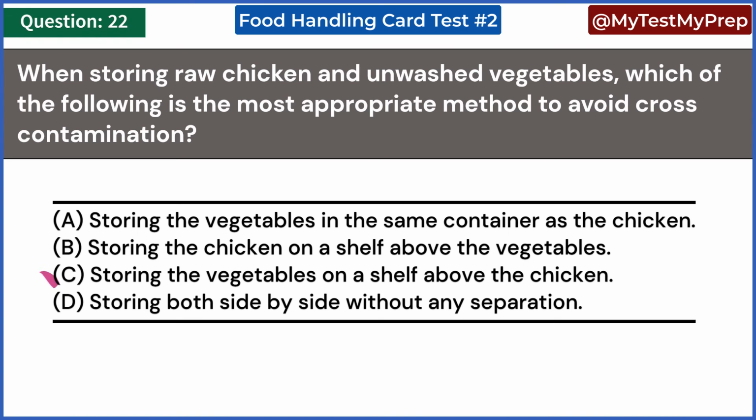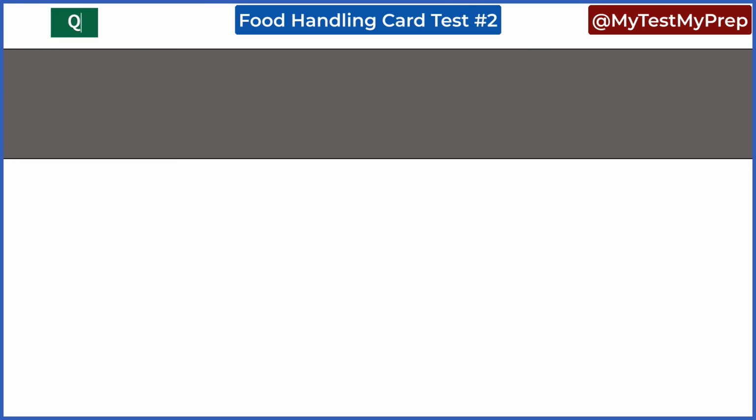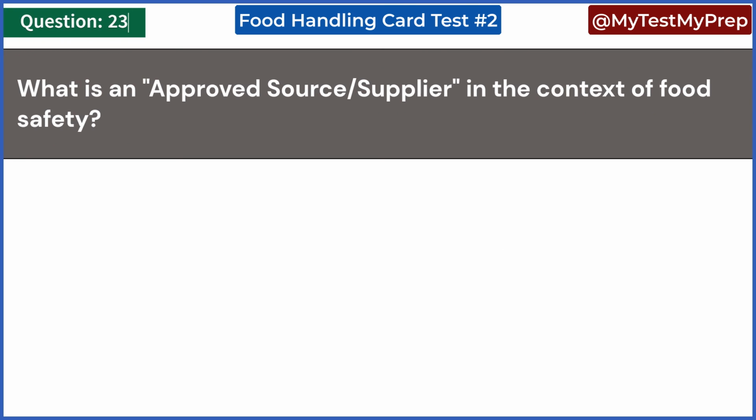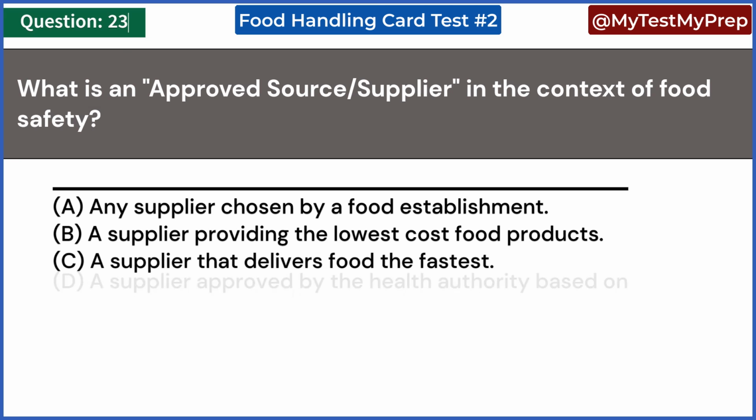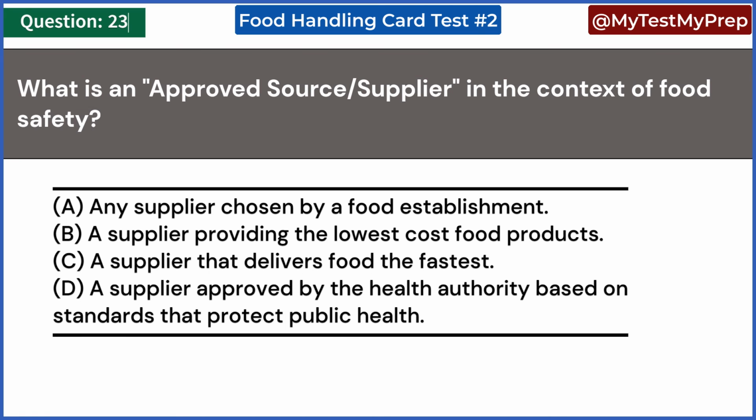Answer C. Storing the vegetables on a shelf above the chicken. What is an approved source/supplier in the context of food safety? A. Any supplier chosen by a food establishment. B. A supplier providing the lowest cost food products. C. A supplier that delivers food the fastest. D. A supplier approved by the health authority based on standards that protect public health.